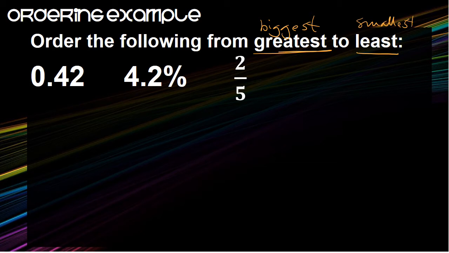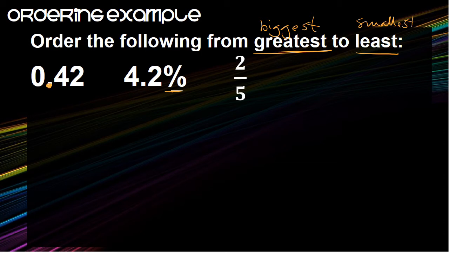And so I have to make a decision about the common format, which was my first step. When I look at these, I think the easiest way to compare these is going to be with the percent, because I look at 4.2% and I go, you know what, that might be kind of hard to figure out as a decimal. So the easier conversions here are going to be 42/100ths and 2/5 into a percent. So let's go ahead and do those.